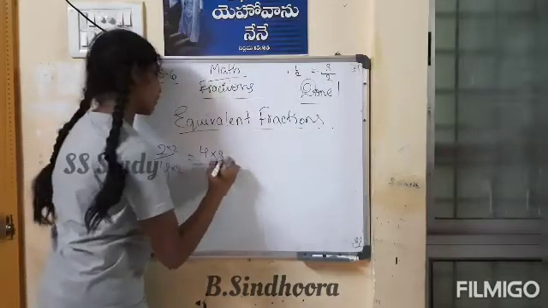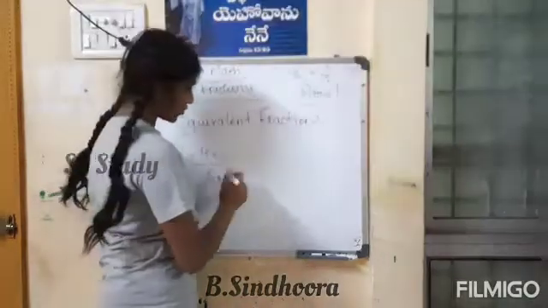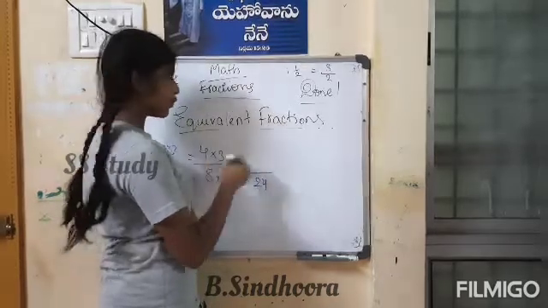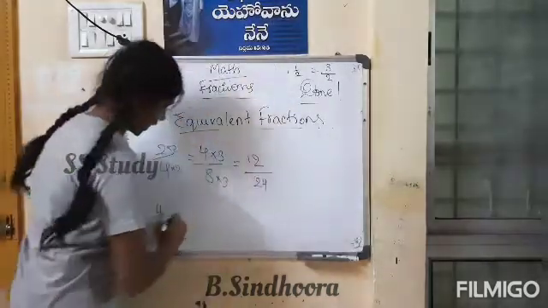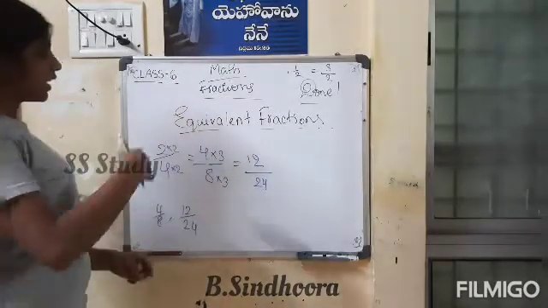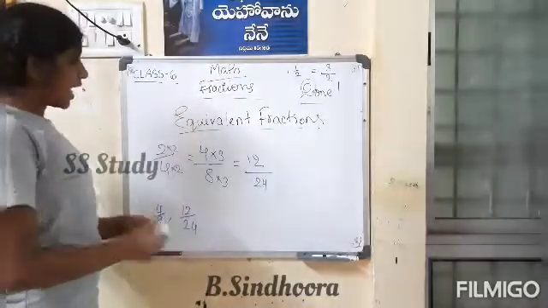Again, multiply with 3 this time. 8 1s are 8, 8 2s are 16, and 8 3s are 24. 4 1s are 4, 4 2s are 8, 4 3s are 12. Another one is 12 by 24. If you multiply it with the serial numbers, you will get many equivalent fractions.